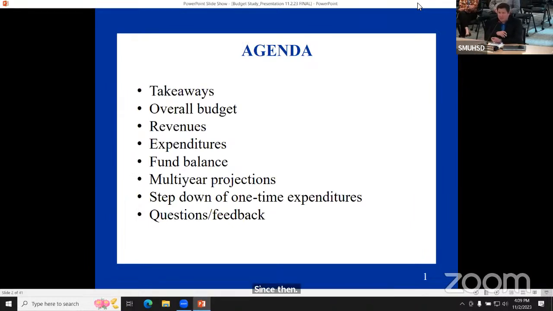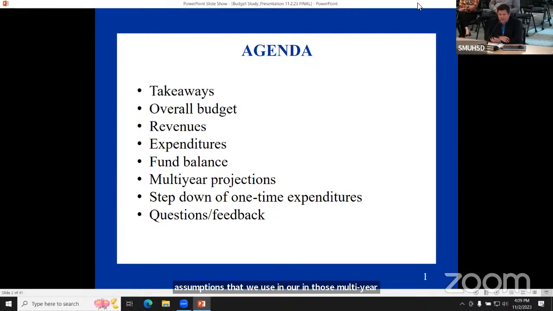So this afternoon, we'll go over key takeaways, look at the overall budget, and then focus on the different portions, including revenues and expenditures. We'll hit on the fund balance and our fund balance policy, look at our multi-year projections and the assumptions that we use in those multi-year projections.